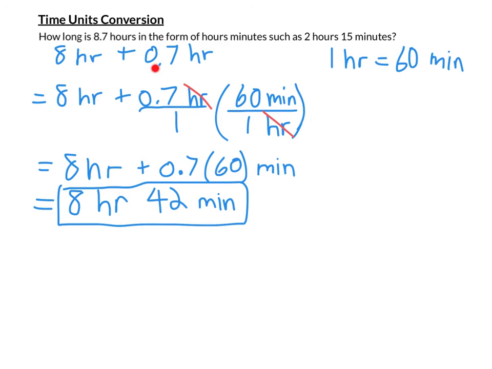Well, 0.7 is more than half of an hour. 30 minutes would be 0.5 of an hour. Since this is more, seems like my answer should be more than 30 minutes, which it is. So I think that seems reasonable.